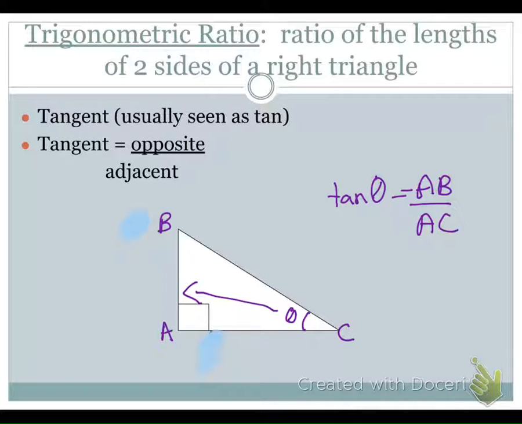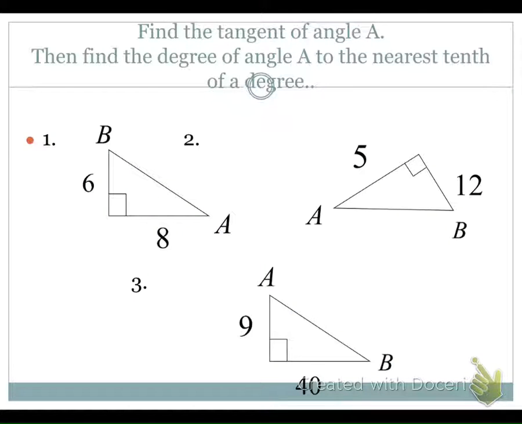What is this for? Find the tangent of angle A, then find the degrees of angle A to the nearest tenth of a degree. So we have tangent of A is what we're finding. Well, actually, I don't want to put theta. Tan of A, because A is our angle. Remember, we're talking about angles. It's a capital letter. So tan A equals, and we're writing out the ratio that goes with this.